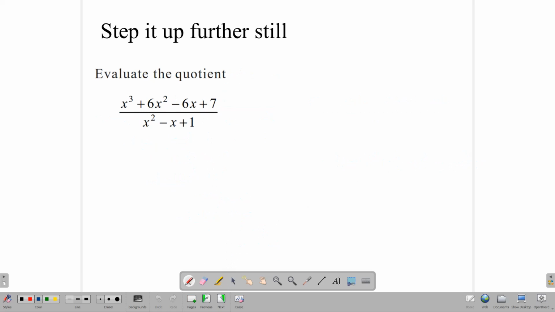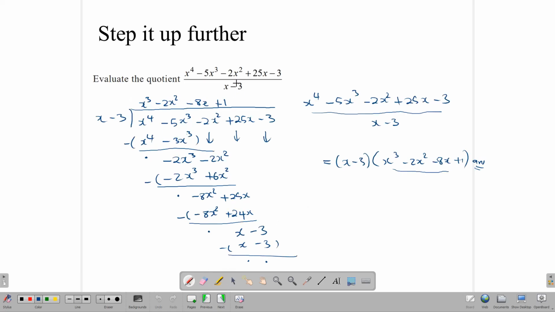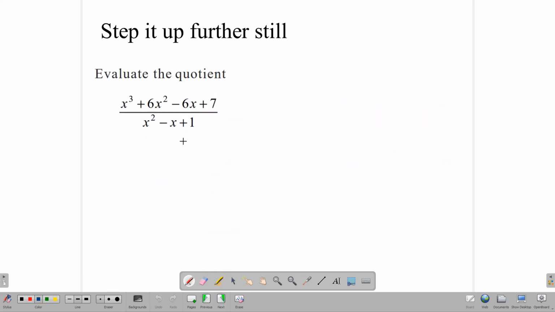Here, we are not using a linear factor as we did before. We're using a quadratic factor. And the process is pretty much the same. What we do is write out our divisor. So we're going to be dividing by x squared minus x plus 1. And we want to divide x to the third plus 6x squared minus 6x plus 7. So let's get all of that under there.